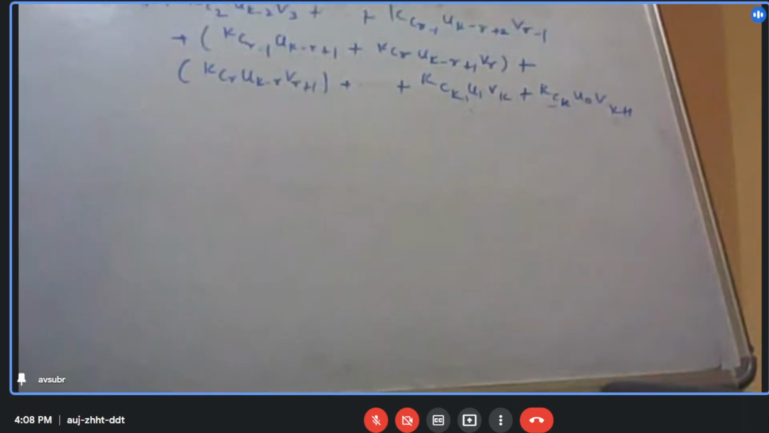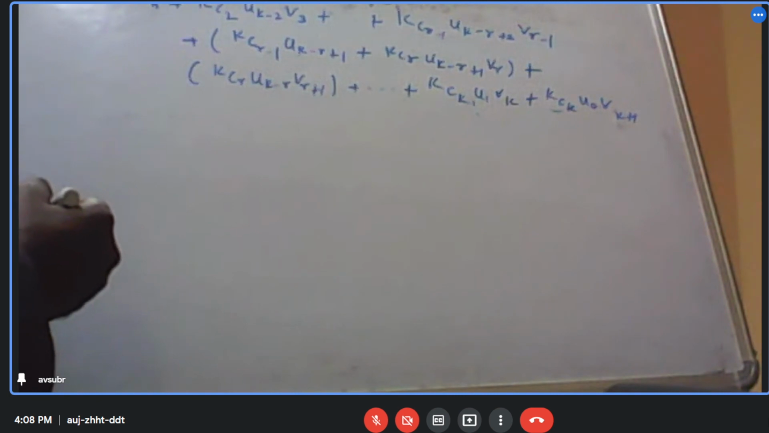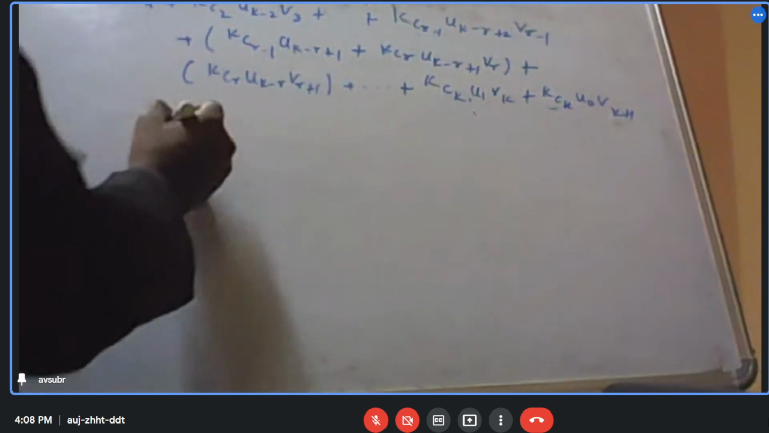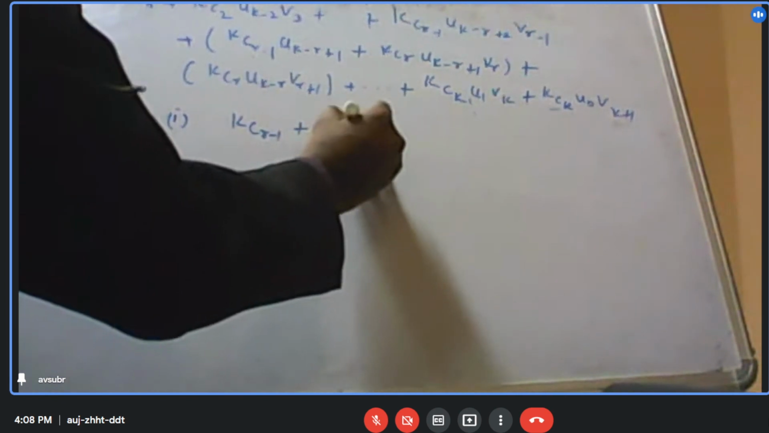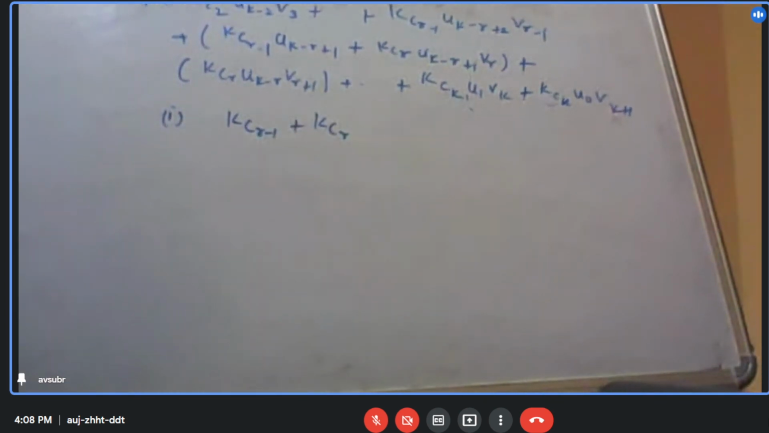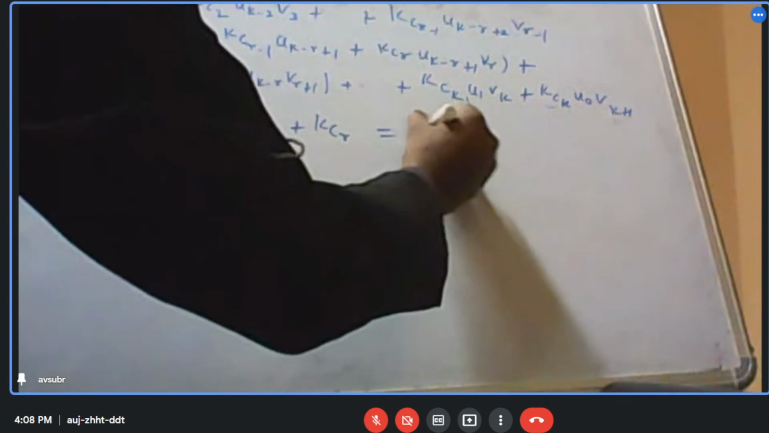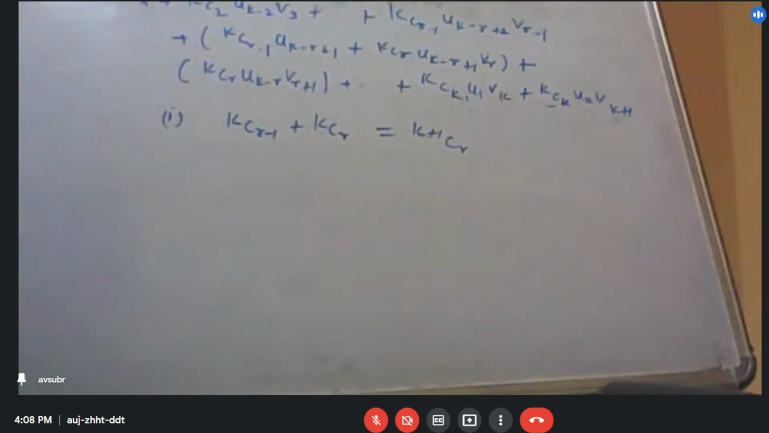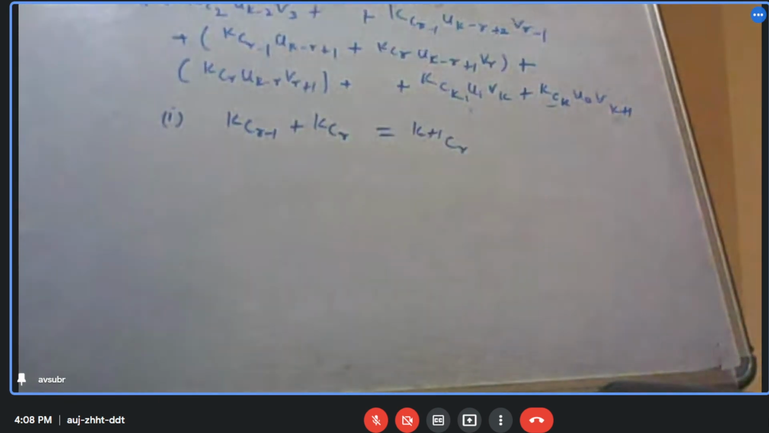that we know some of the things, and one of the things which we are getting over here is KCR minus 1 plus KCR. Somewhere these two are appearing together, in the previous equation. So this is equal to K plus 1 CR. If you want to show me the proof, I can show you the proof also.